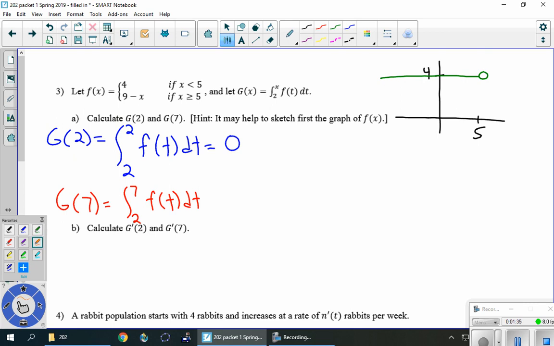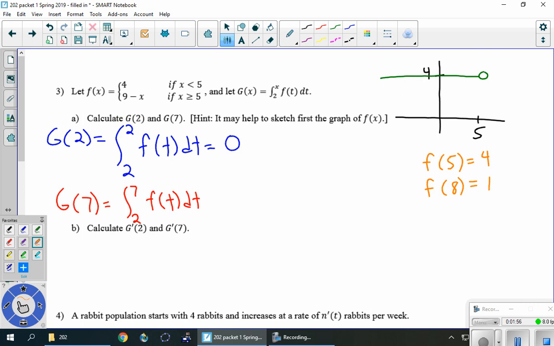So for example, if I were to find over here f(5) and f(8), just picking any two numbers that are 5 or greater. So we're going to plug in 5 for x right here. 9 minus 5 is 4. And then we're going to find f(8). So we're going to plug 8 for that x right there. 9 minus 8 is 1.